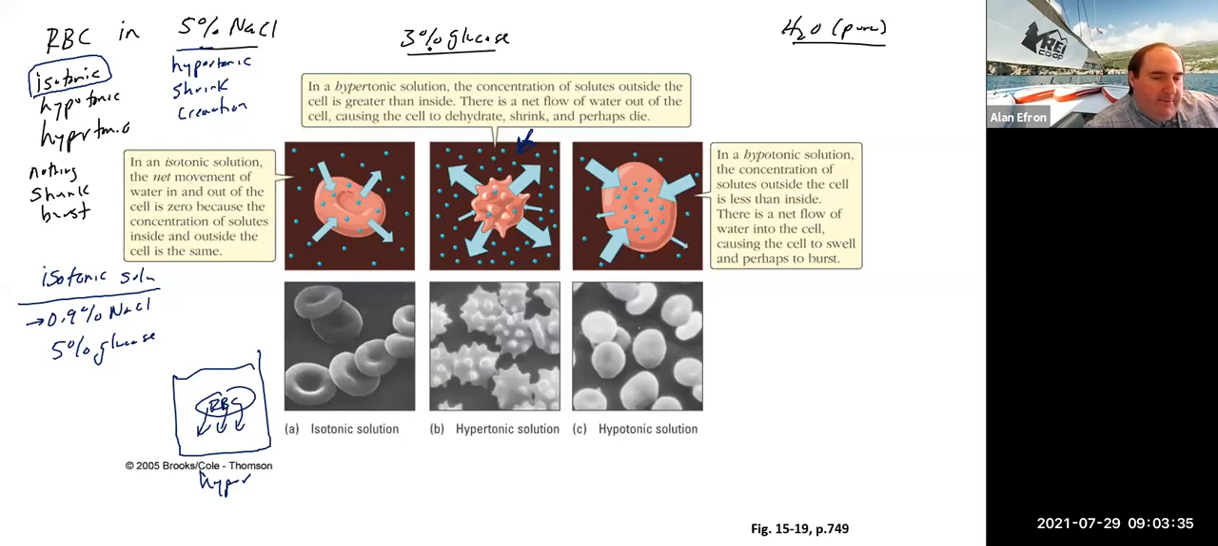Now, if we look at 3% glucose, again comparing it to our isotonic solution, 3 is less than 5, which means it's less than, so this would be a hypotonic solution in this particular case.